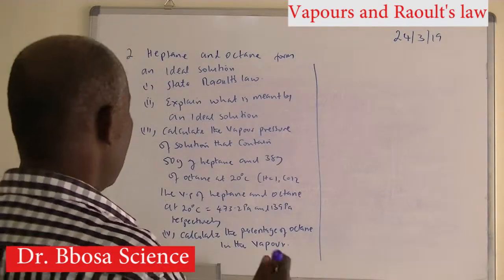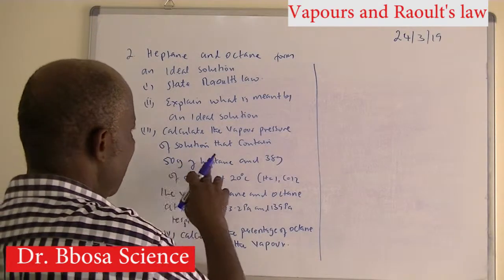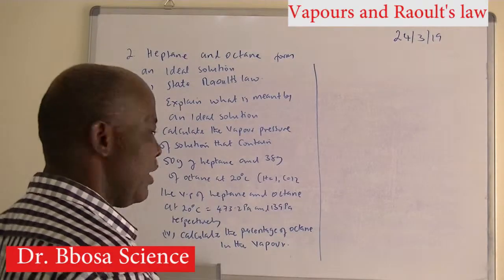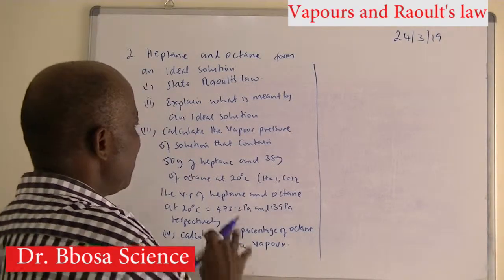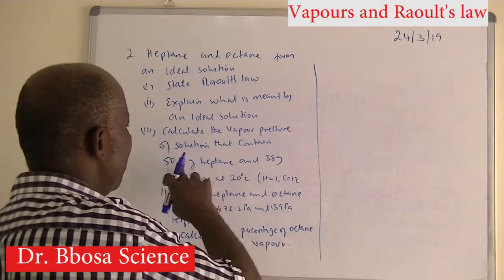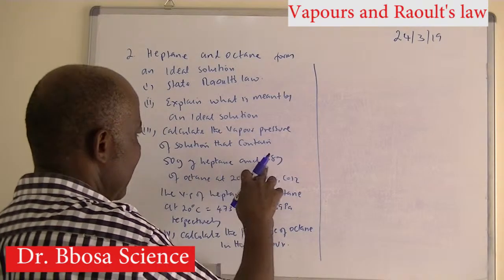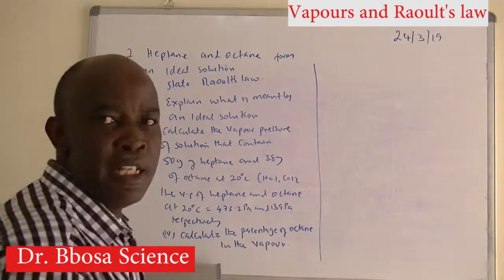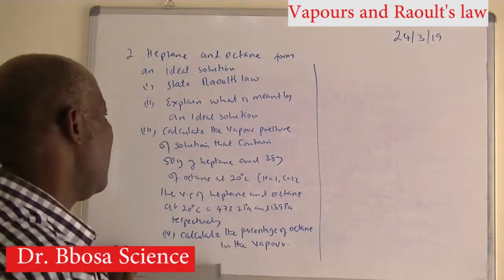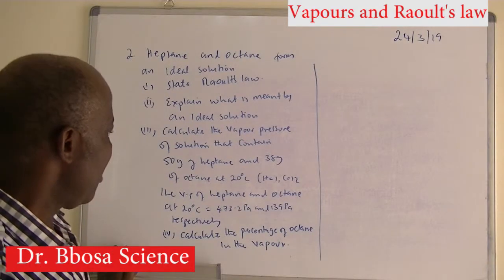Part 3, calculate the vapor pressure of a solution that contains 50 grams of heptane and 30 grams of octane. First, you are supposed to get the moles of heptane in 50 grams and the moles of octane in 30 grams, then you get the mole fraction of heptane and octane, then finally you calculate the vapor pressure of the solution.